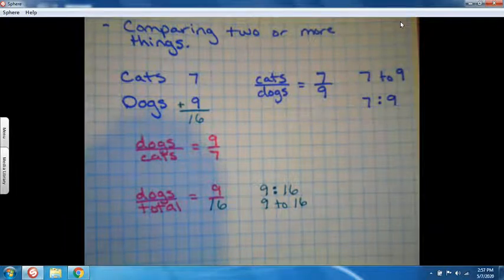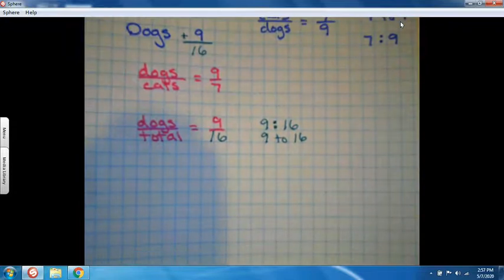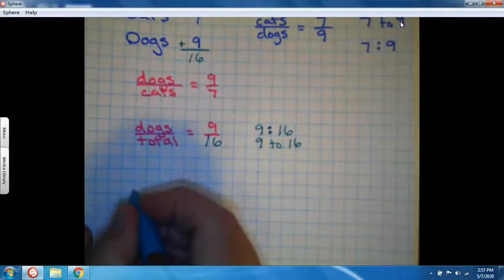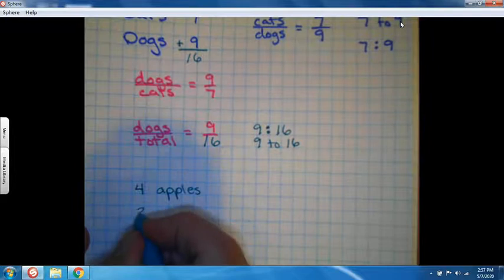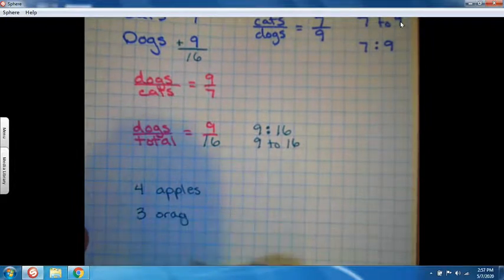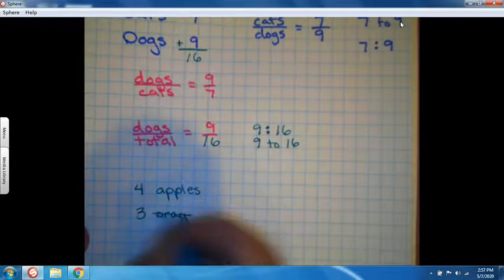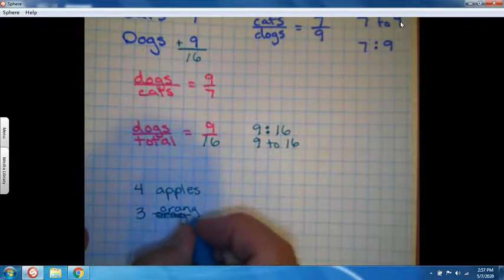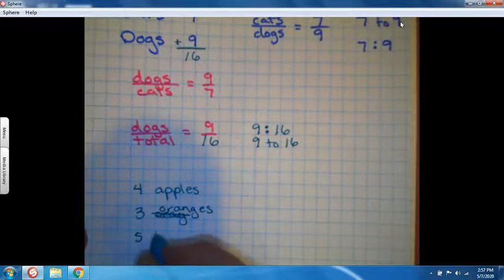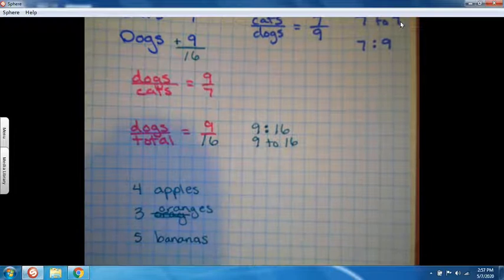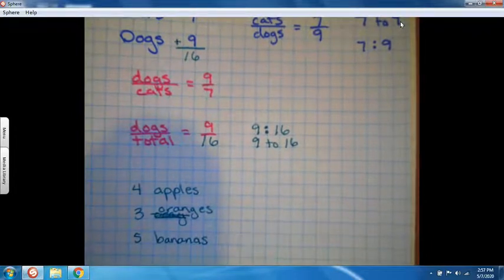Okay. So sometimes they want you to compare three things. Like we could do 4 apples, 3 oranges, and 5 bananas. There we go. Okay, so it's the same thing.